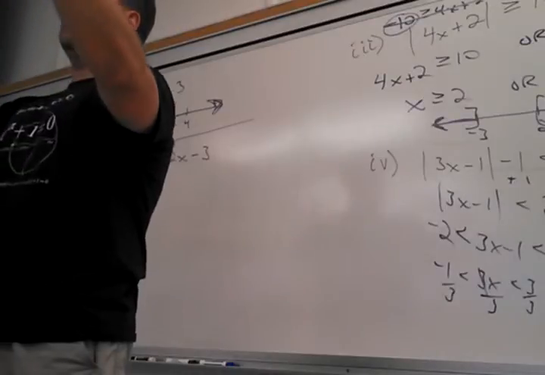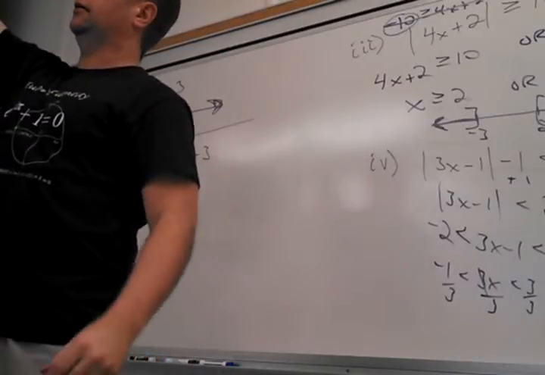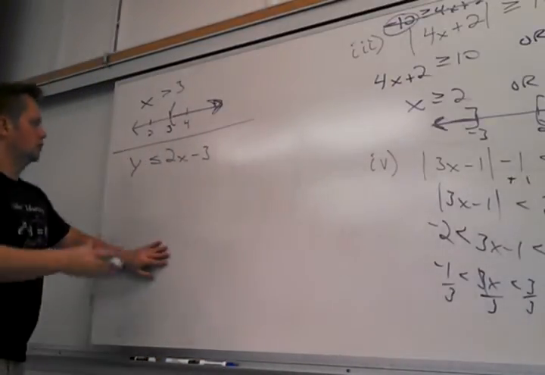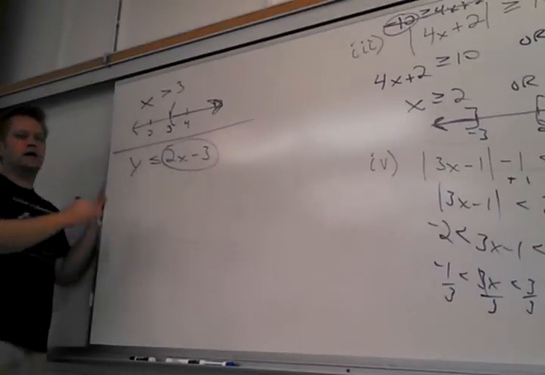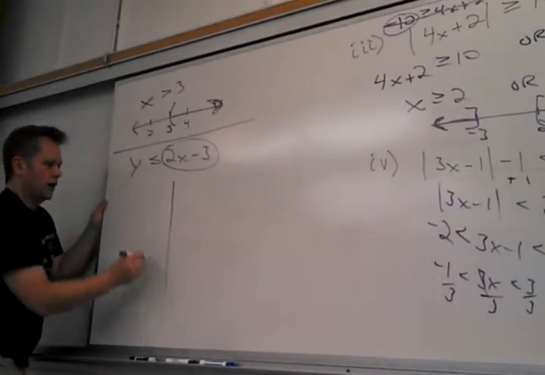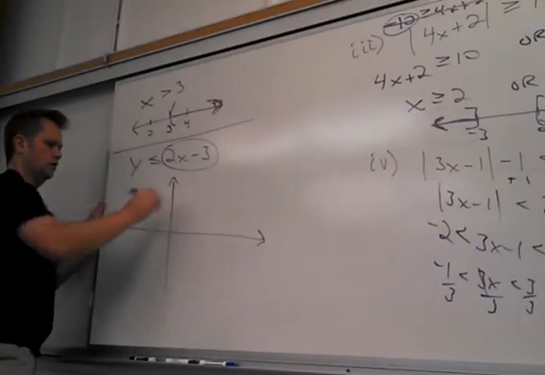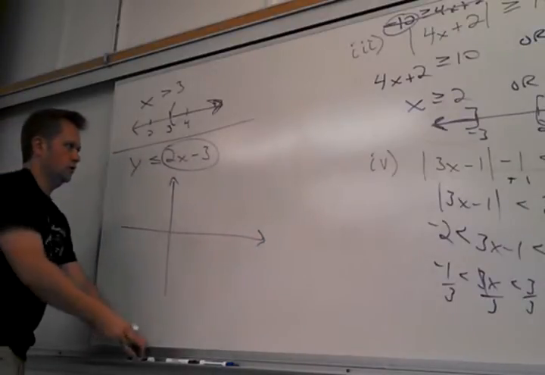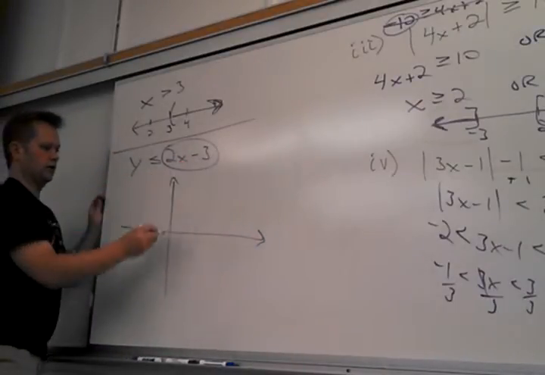What would cut 2 dimensions in half? I would draw a line. Thank you. So this is the line that divides answers from not answers. On one side I'm going to shade, on the other side I'm not. So how do I graph that line? Yeah, I know the y-intercept is negative 3.